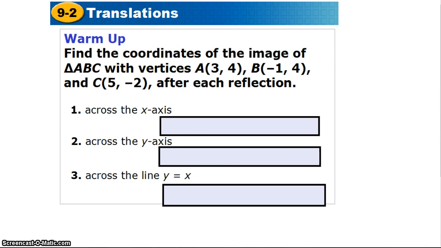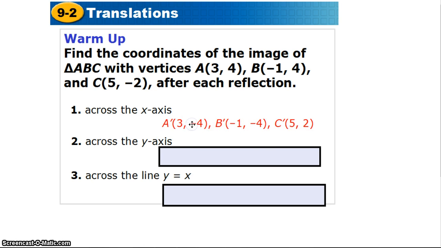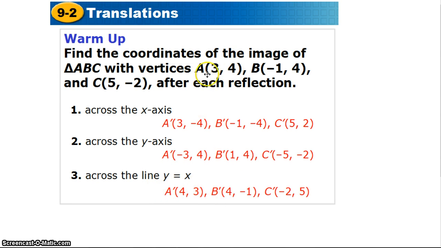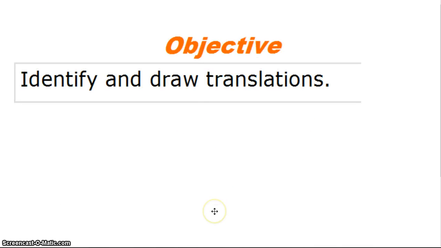And come back. Okay, so across the x-axis, we have opposite y's. Across the y-axis, opposite x's. And across the parent linear equation, we have the inverse locations, right? 3, 4 became 4, 3. You're identifying and drawing translations.